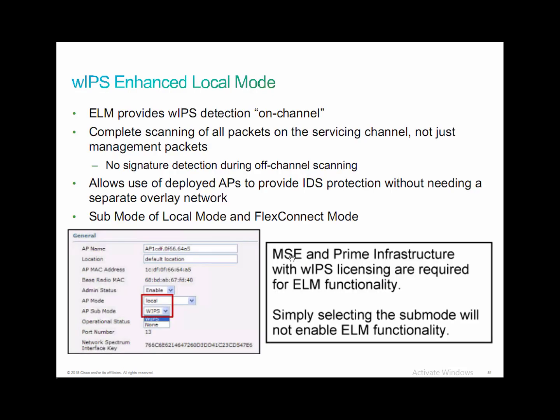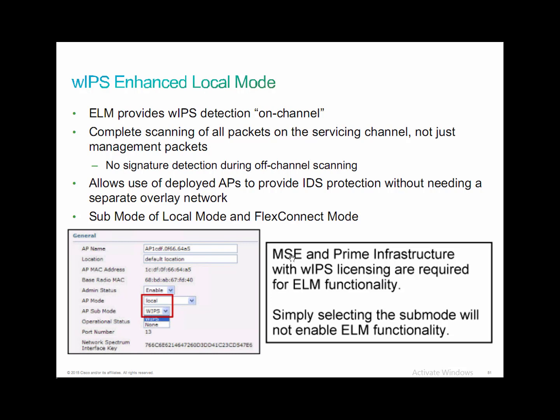ELM stands for Enhanced Local Mode. That's another function. It's not part of the AP mode dropdown. It's what we call an AP submode. And you can see there's really only one option, WIPS or none. So when you configure ELM, you're actually adding IPS detection on channel, which means that attackers can be detected on the channel that's actually servicing the clients. For all other channels, ELM provides best effort IPS detection.